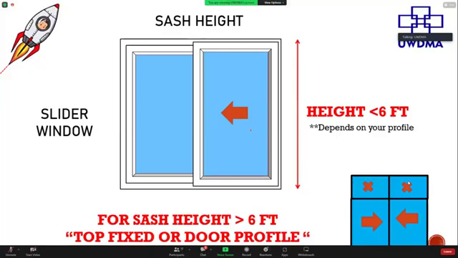And if it's going beyond that, even if it is a window, it's not a door I'm talking about. If it is a window and your client doesn't prefer a top fix, then we will recommend you to go for a door sash instead of a window sash. If the window height is 8 feet and the client doesn't want a top fixed, then go for a door sash. Or you can ask your system provider whether you can use a window sash profile for an 8 feet tall window.